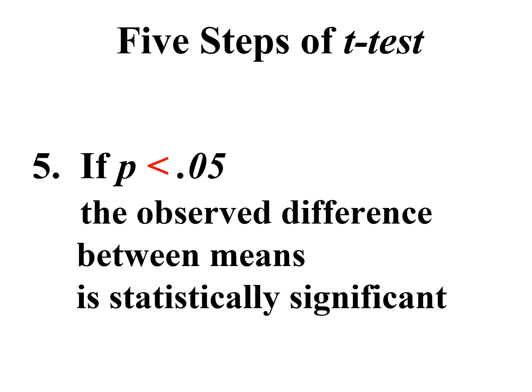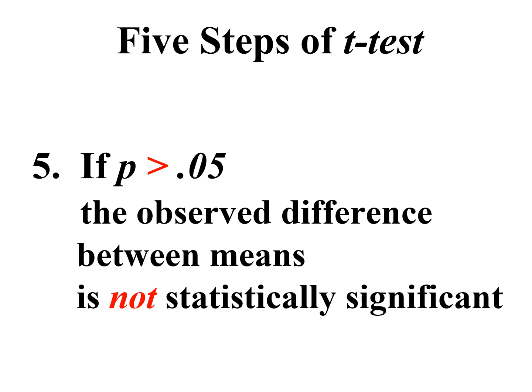In the fifth step, we decide if our results are significant or not significant. If p is less than 0.05, the observed difference between means is statistically significant. But if p is greater than 0.05, the observed difference between means is not statistically significant.